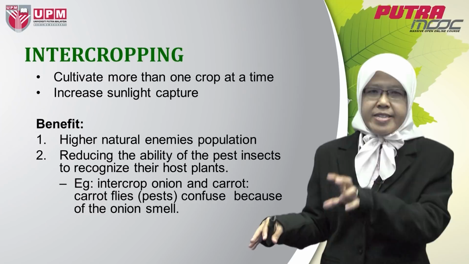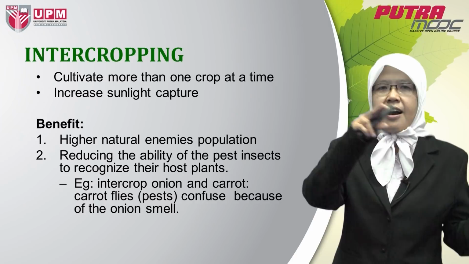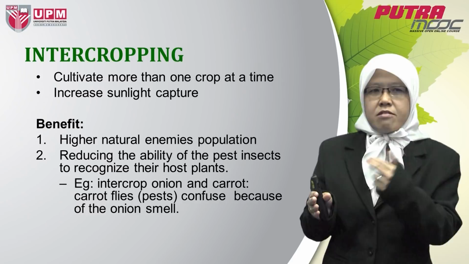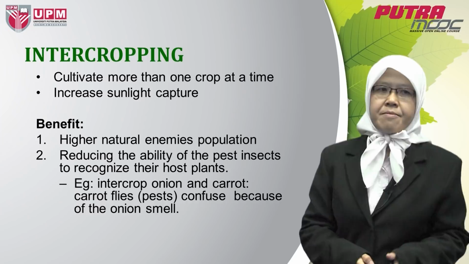With this arrangement, the pests from the cruciferous plants cannot find the other cruciferous area, because in the middle there is already a different type of plant. The insect doesn't have the ability to recognize its host in the other rows of plants. So this is the advantage of intercropping, and naturally it reduces the number of pests.